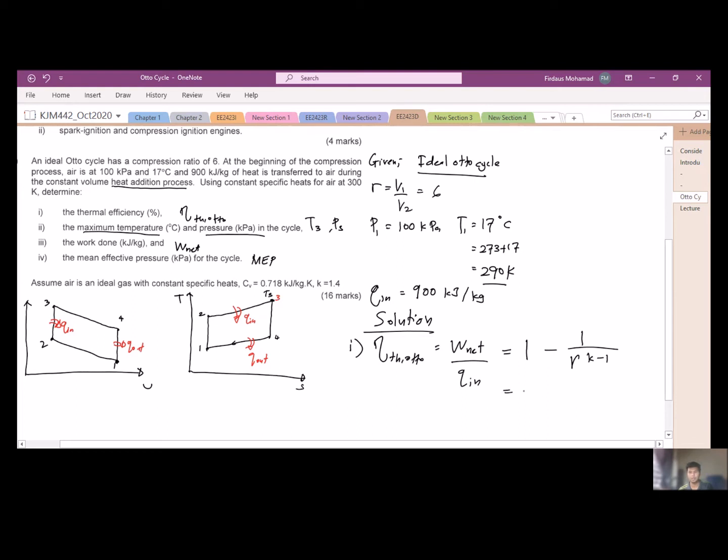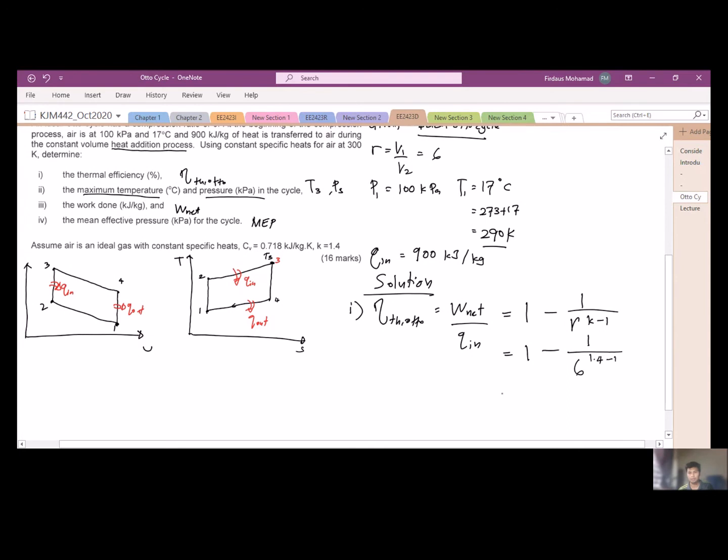Okay, so straight away you can find 1 minus 1 over R, where R is the compression ratio, given as 6. K is the ratio of specific heats, which is 1.4, minus 1. So you can get the answer, 0.5116, or in terms of percentage, 51.16%.